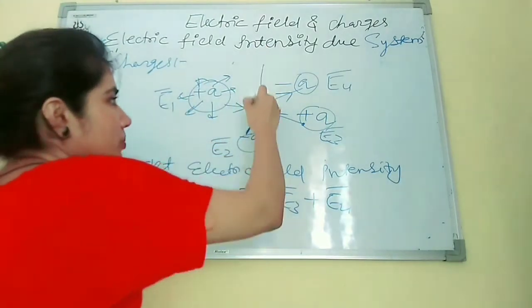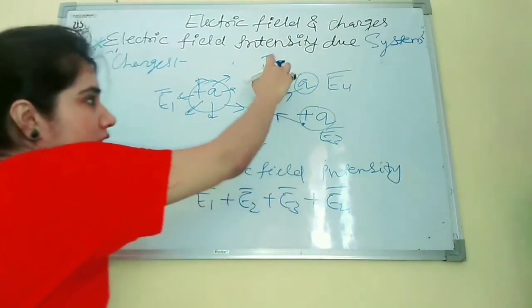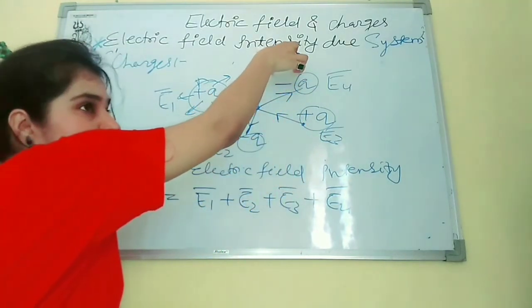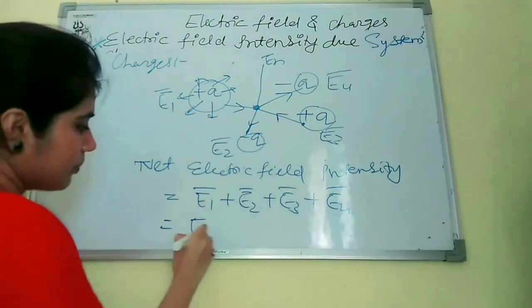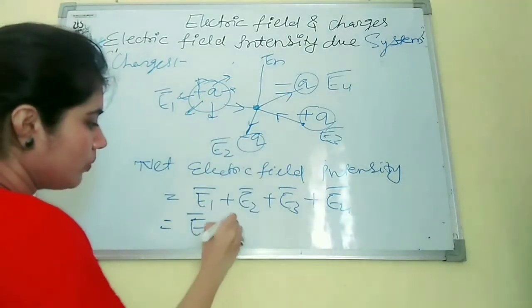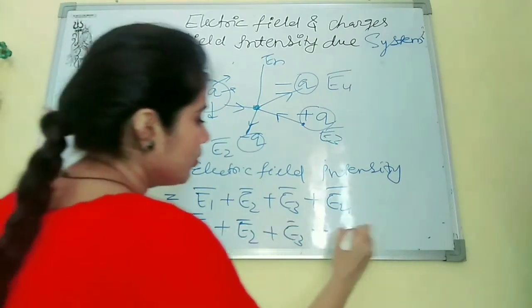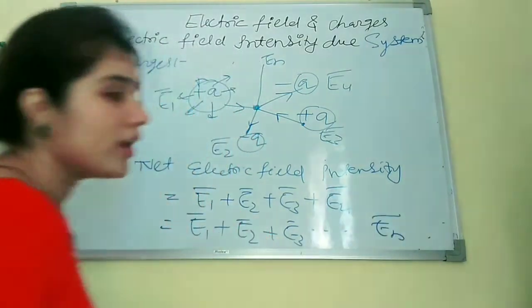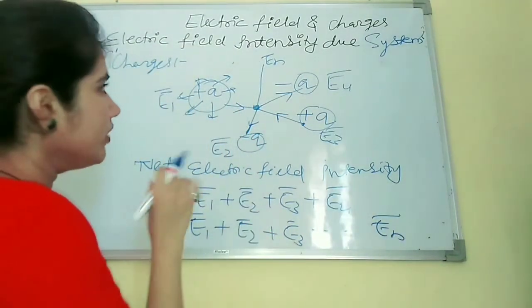Suppose there are n number of charges lying in the region. For the nth charge, the electric field intensity is En. So it will go up to En. That will be E1 plus E2 plus E3 up to En. By this formula, we can directly apply and find out the values.